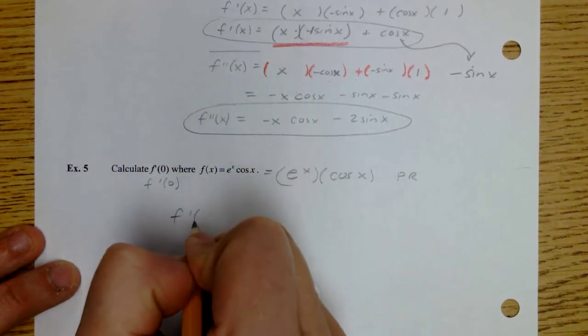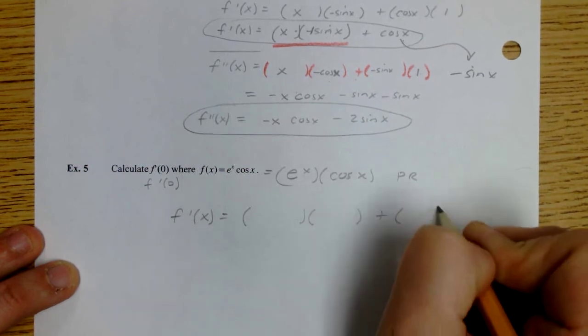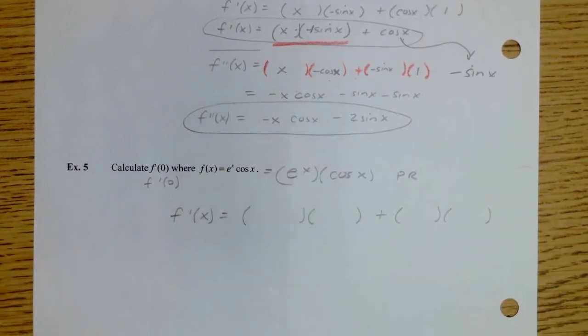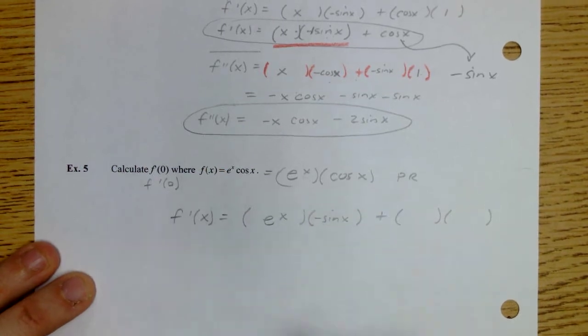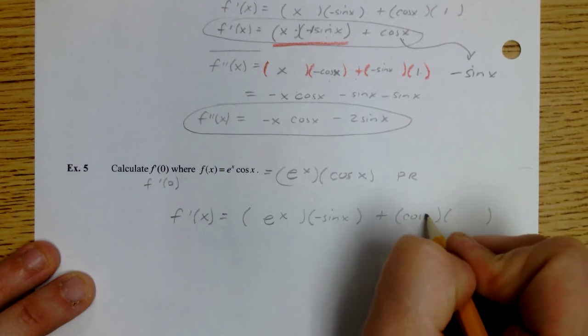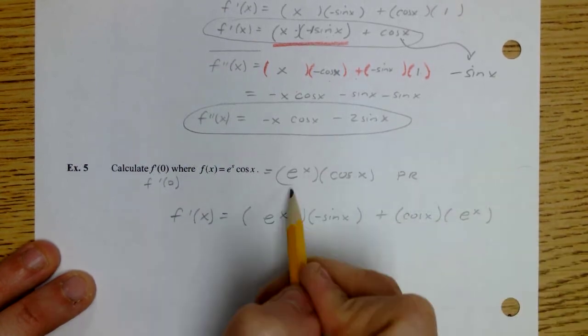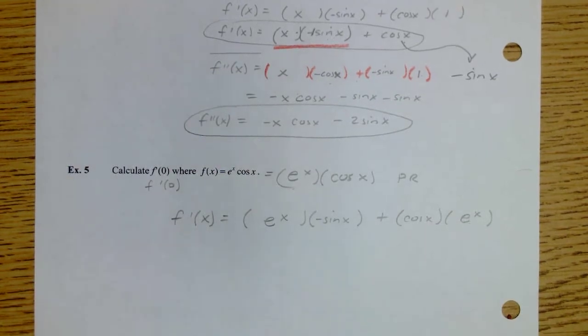So when I do f prime of x, I need my setup. I cannot stress enough how much I love setting it up and making sure that I'm not worried about pulling different things. I know I have to fill in those 4 spots. So e to the x times negative sine x plus cosine x times e to the x. The derivative of e to the x, which was from an earlier lesson, is just e to the x.